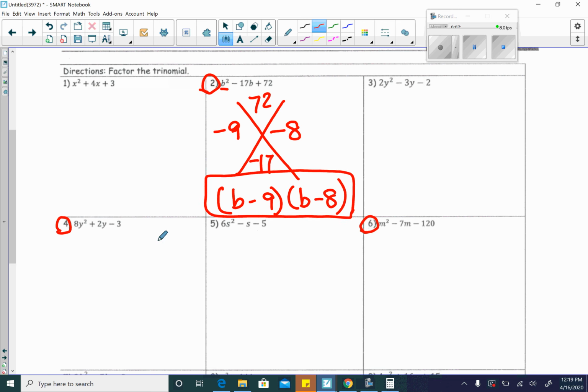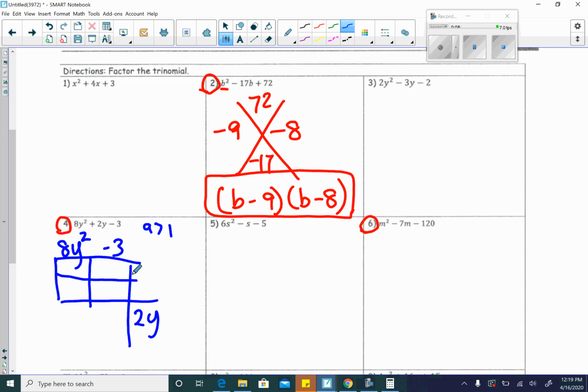Okay, let's come down to number 4. My first question is, do I have a GCF? Well, I can't divide 2 or 3 by 8, and I can't take out a 2, so no GCF, and a is greater than 1, which automatically means I can't do x method here. I have to choose a box method, so I'm going to do box method 1. 8y squared goes up here, my b goes down here, and my c goes here.